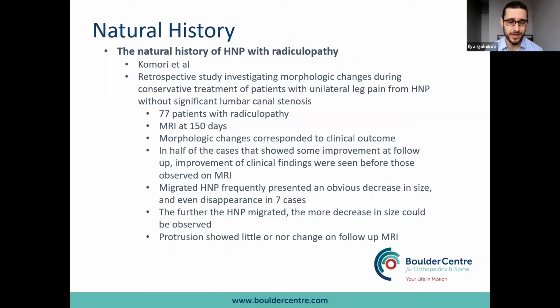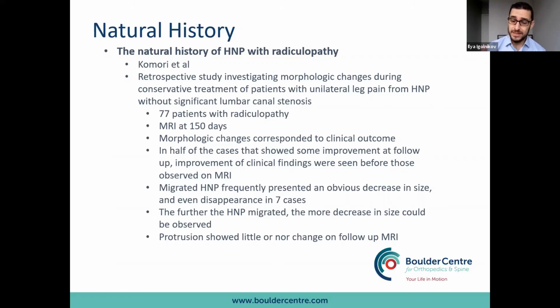And so the migrated disc herniation had an obvious decrease in size, and in a few cases disappeared entirely in 7 of those patients. So the further the herniated nucleus pulposus had migrated, the more decrease in size could be observed. I like to talk about this with my patients because I think it's very reassuring for them to know that this really impressive thing that we see on their MRI oftentimes, most of the time, heals just with time. And usually, 150 days is about 6 months out. So we see that the bigger the disc herniation, the more recovery you have on your own. And so our treatment plan is really just to kind of hold you over and let your body do its own healing.